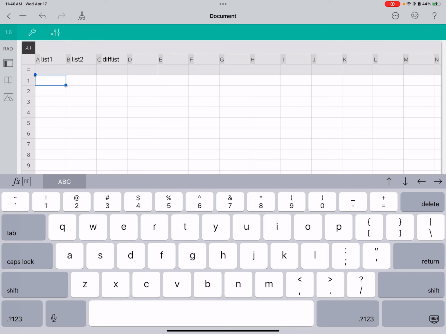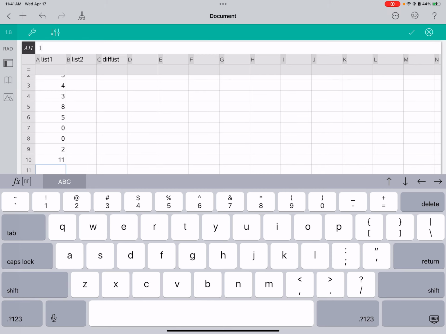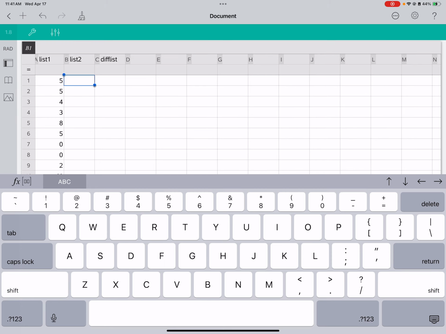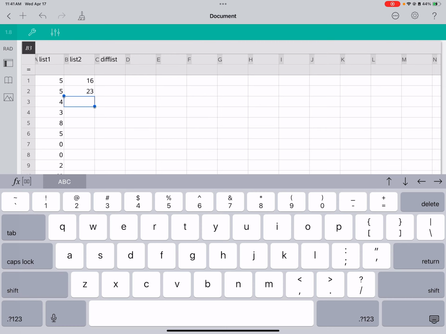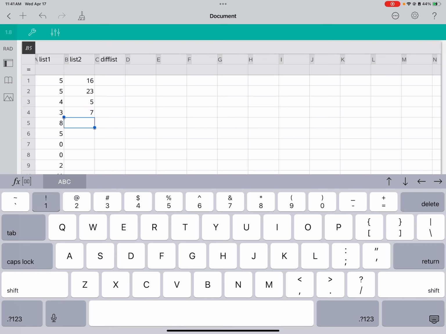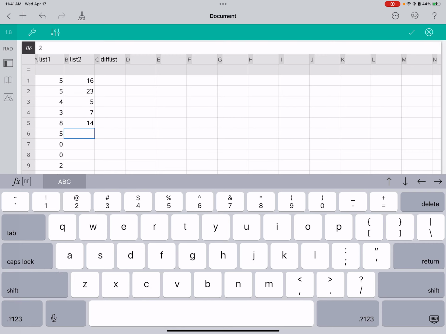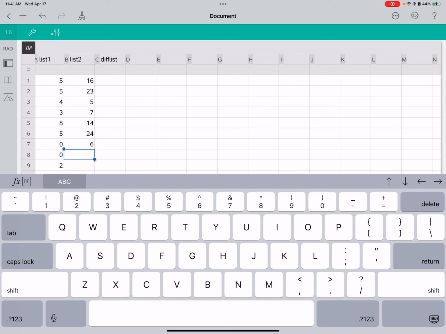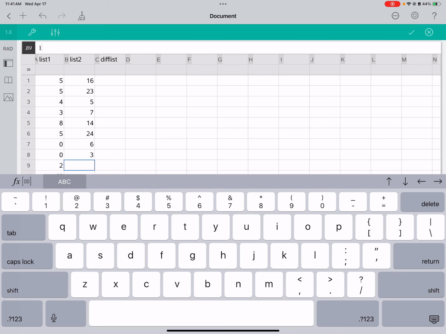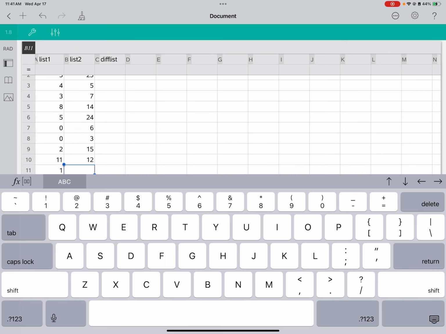If you remember, the list 1 data was 5, 5, 4, 3, 8, 5, 0, 0, 2, 11, and 1. List 2 is going to be 16, 23, 5, 7, 14, 24, 6, 3, 15, 12, and 0.